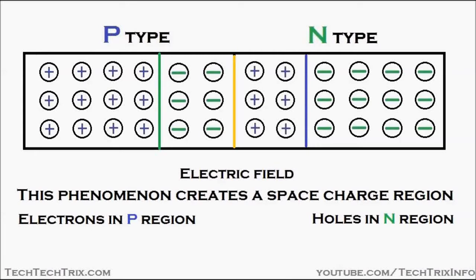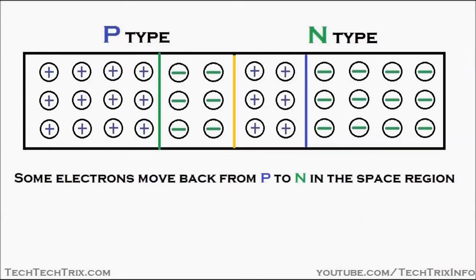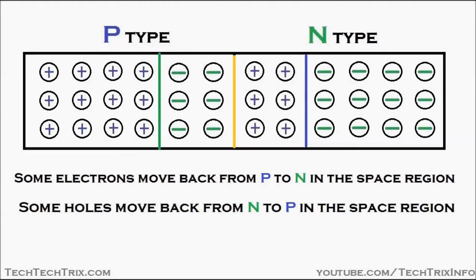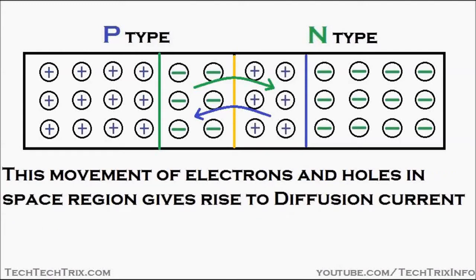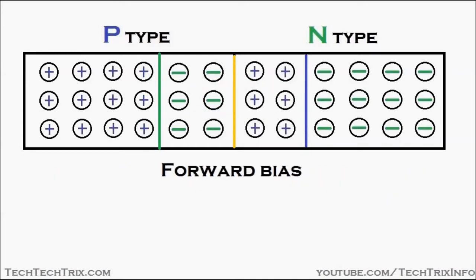An electric field is also created in this space charge region because of the movement of these holes and electrons, and the direction of the electric field is from the N-type region towards the P-type region. Some electrons move back from P to N in this space charge region, and some holes move back from N to P. This continues until an equilibrium is reached. This movement of electrons and holes in the space charge region gives rise to a current called diffusion current.